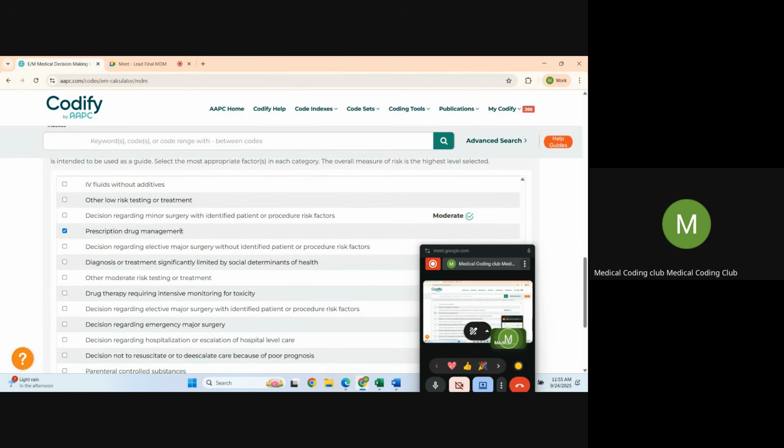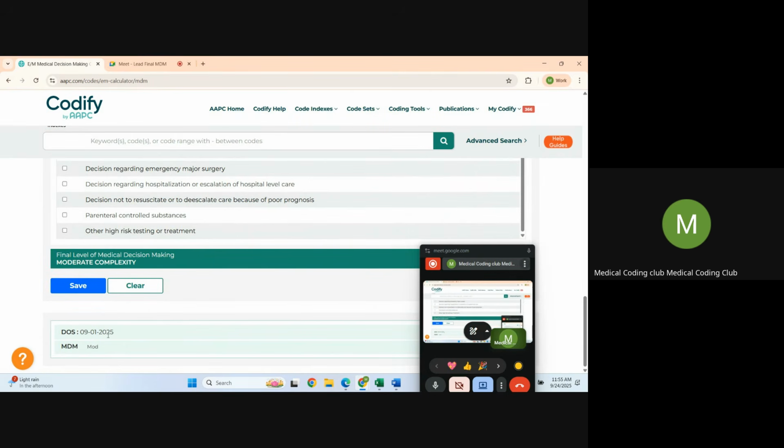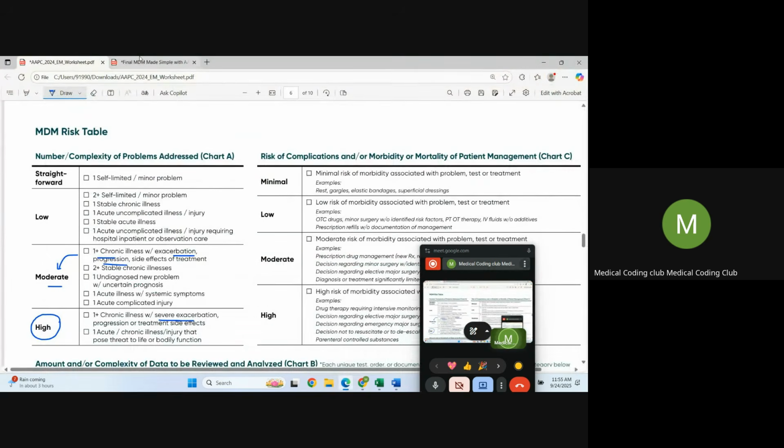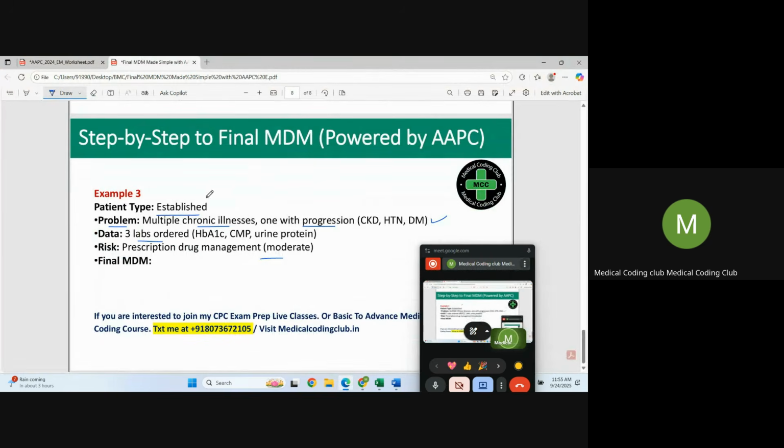Next, they're given prescription drug management. Okay, so your final MDM is moderate. Because all three, you are getting it in moderate level. Problem is also moderate, and data is also moderate, risk is also moderate. So together you will be getting your final MDM as moderate.